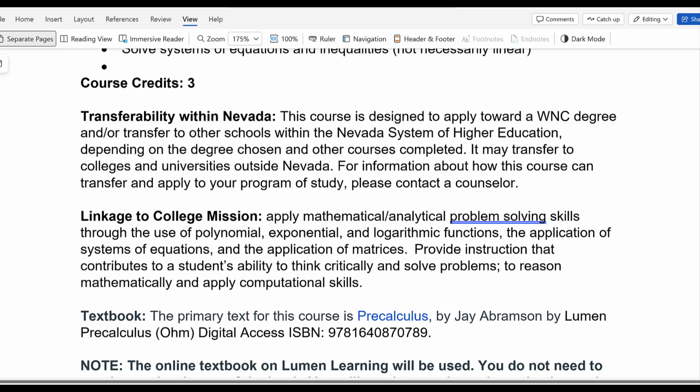Linkage to college mission: apply mathematical, analytical problem solving skills through the use of polynomial, exponential, logarithmic functions, the application of systems of equations, the application of matrices, provide instruction that contributes to a student's ability to think critically and solve problems, to reason mathematically and apply computational skills.